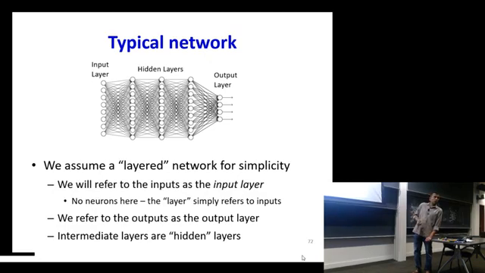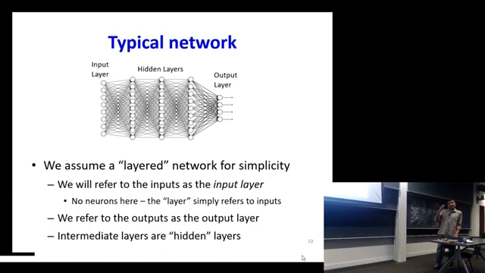These input units together form an input layer. The output units together form the output layer. And remember, there's no such thing as an input unit. The input units are just the inputs. So you have the input layer, the output layer, and in between, all the hidden units are arranged in hidden layers.